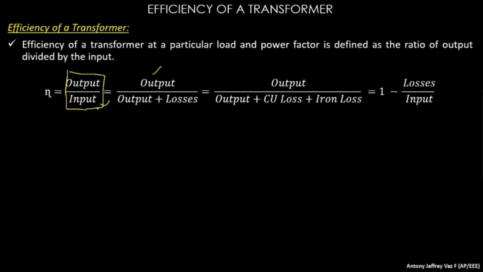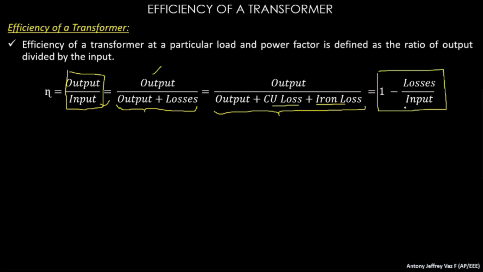Okay. Here, in the input, you have to supply the output plus losses, because the input should supply the output as well as losses. So you know there are two losses: one is copper loss as well as iron loss. Okay. So output divided by output plus copper loss plus iron loss. On simplifying, you will get the efficiency is equal to 1 minus losses divided by input.